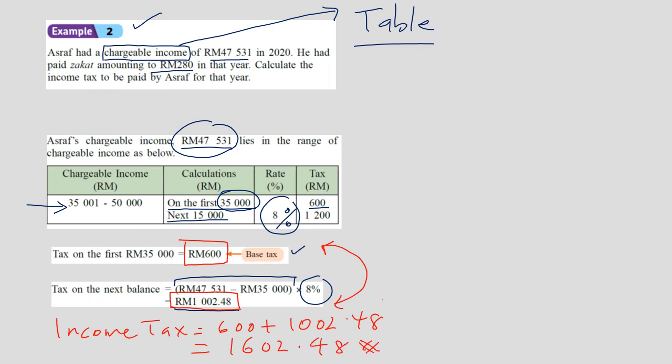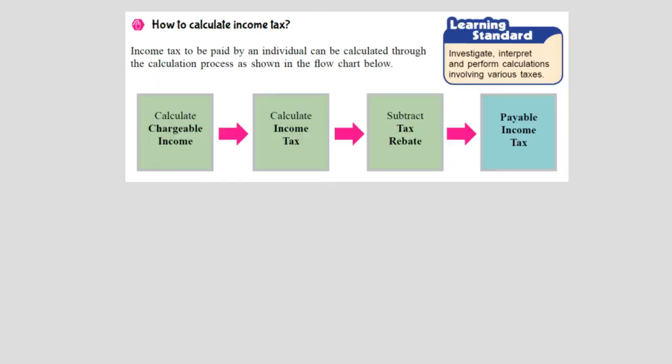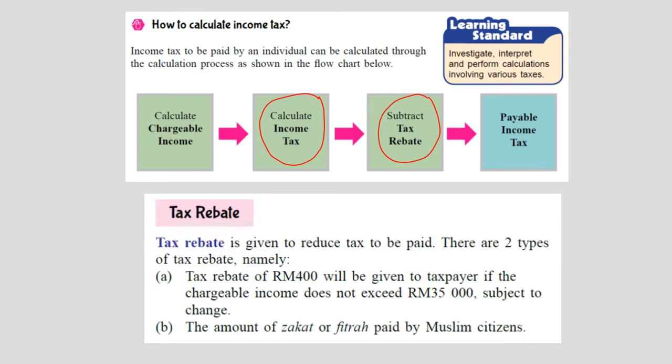Okay. Then calculate the income tax to be paid by Ashraf that year. What do you know about zakat? What do you do with this amount? So this is called tax. We have calculated the income tax just now. Then we have to subtract the tax rebate. So what is tax rebate? Tax rebate is given to reduce the tax to be paid.